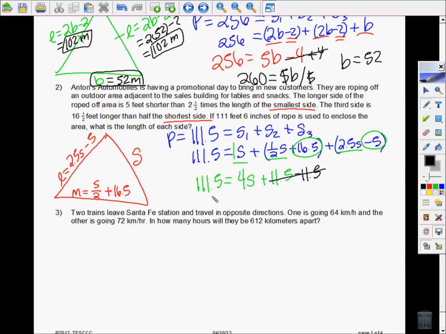And I'm left with 100 equals 4S. Divided by 4 equals 25. So S equals 25. So my shortest leg is 25 feet.